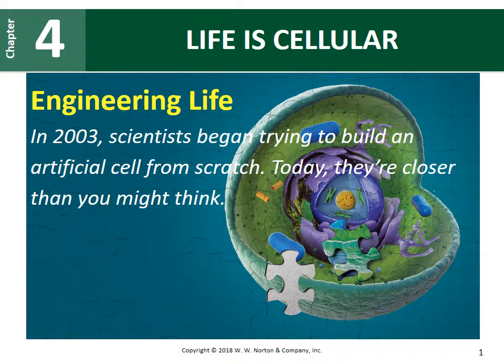Today we are going to be looking at Chapter 4. This chapter is looking at how life is cellular. So we are going to focus on cells, specifically their structure and function. In your book, they tell a story about how some scientists are trying to build artificial cells from scratch using the knowledge that we have today based on research that had been done in the past. And I'll point this out when we get to the cell theory.